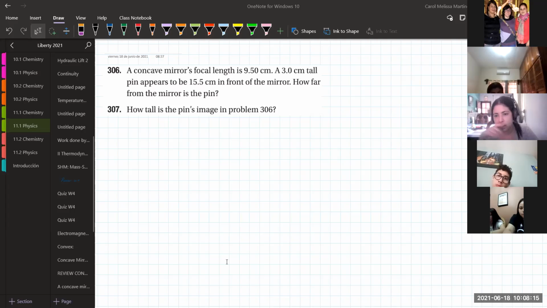So take a look. In this problem, we need to highlight the givens. The first part that we care about is the kind of mirror that we have. As you can see, we have a concave mirror, okay? That is going to be the first given.